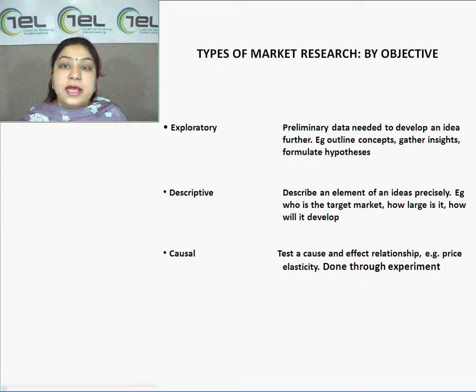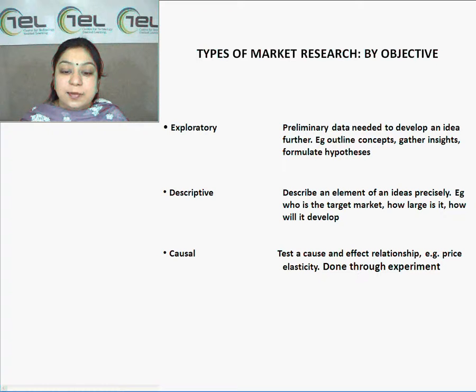Now again, by the objective, there are three categories. There are three types of marketing research. First is your exploratory, then descriptive, and then causal. Now under the exploratory marketing research, you have primarily data needed to develop an idea further. For example, you have an outline of the concept, you gather insight, and then you formulate a hypothesis for that. This is exploratory research.